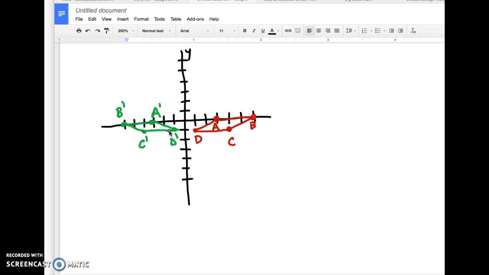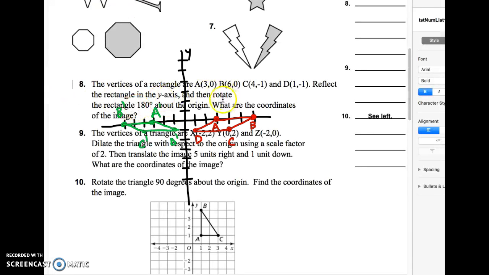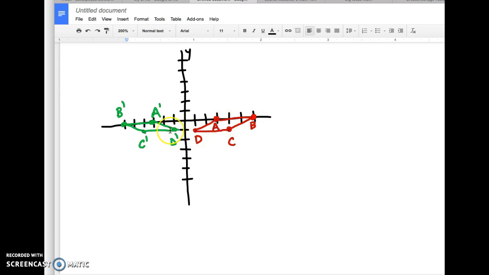Now, that's not all that they asked me to do. If I come back over to the paper, the other thing I had to do was rotate 180 degrees around the origin. So I want you to grab your transparency and your marker. You're going to lay it right over this. You need to trace the x-axis, the y-axis, and then you're going to trace the green shape, the one that you just drew, because that's the one that you're going to rotate. So go ahead and trace those.